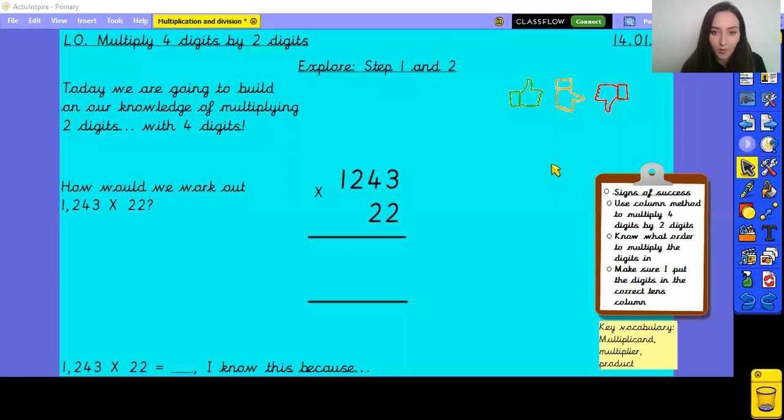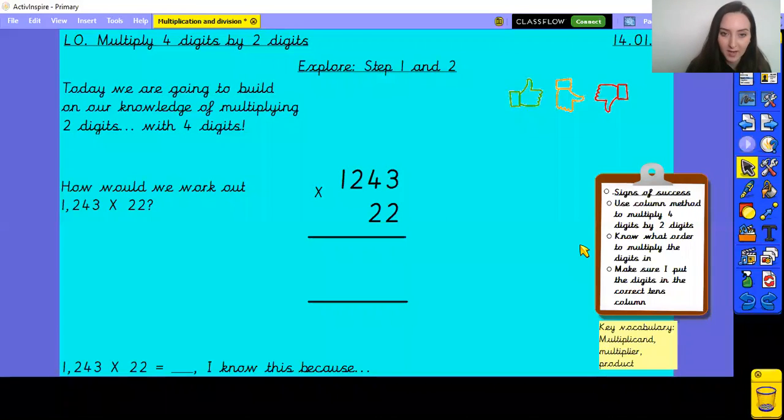Okay, great. So on the board, I have a calculation I'd like you to have a think about. Using your knowledge from this week, how do you think we would work out 1,243 times 22? If you feel like you know how we might work this out, you could have a go at this in your maths book. But if you're still unsure, I will talk you through it in a minute. So just pause the video if you'd like to have a go at that in your maths book.